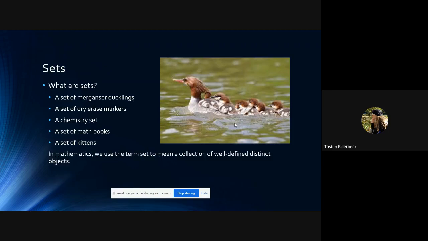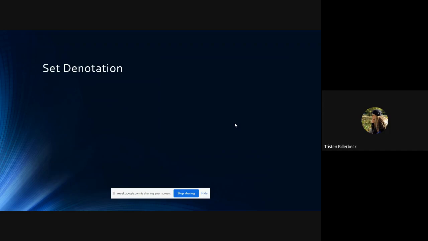So in mathematics, we use the term set to mean a collection of well-defined, distinct objects. Set notation is used to organize, classify, describe, and communicate a relationship between things. So let's talk about set notation.